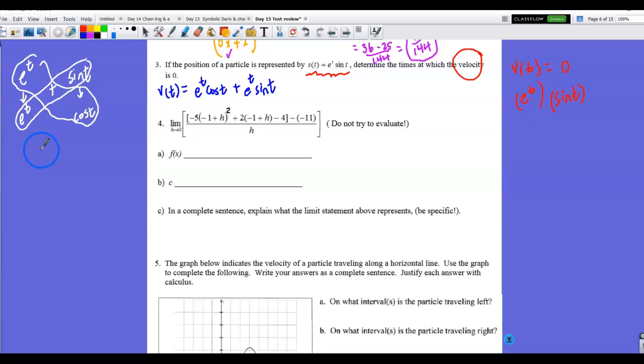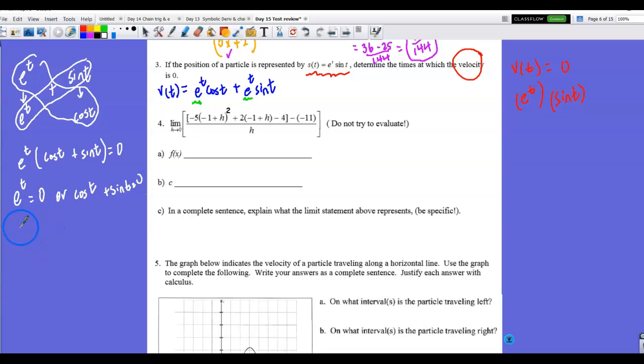Now I'm supposed to set that equal to 0. Hopefully you notice that I have a common factor of e to the t. So in order to solve this, I'm going to factor out e to the t. That will leave me with cosine of t plus sine t. And remember, we're setting that equal to 0. So if I have two factors equal to 0, multiplied to make 0, either the first factor has to be 0 or the second factor has to be 0, and that's called the zero product property.